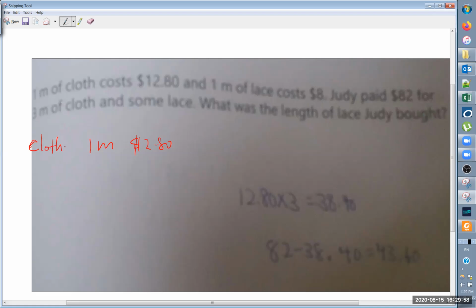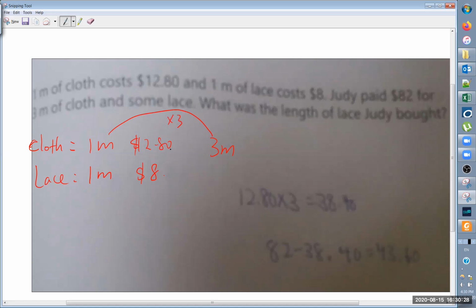So basically they have two items now. Then this is lace. 1 meter is how much? $8. Okay, good. So now Judy paid $82 for 3 meters of cloth and some lace. So basically Judy paid for 3 meters of cloth. So 3 meters of cloth, how much? The length increased by how many times? 3. Increased by 3 times, right?